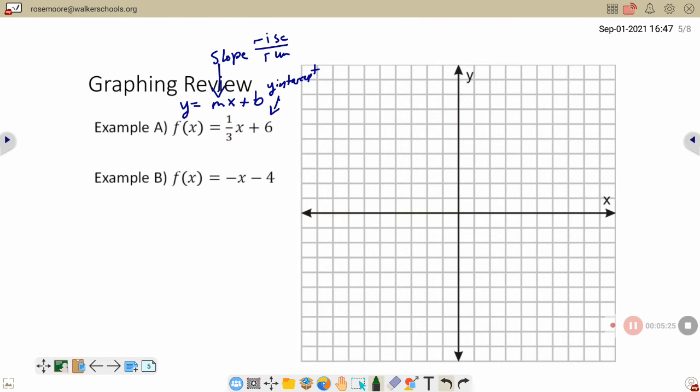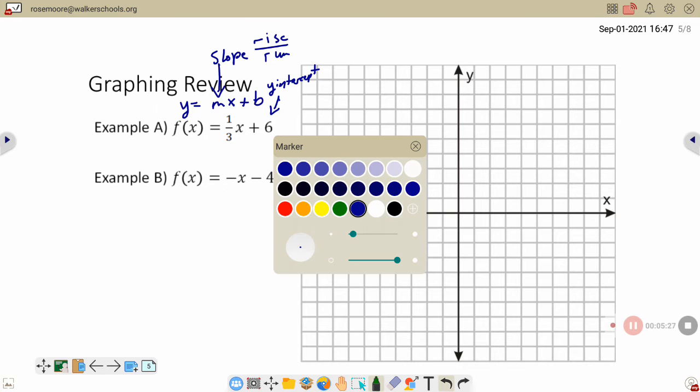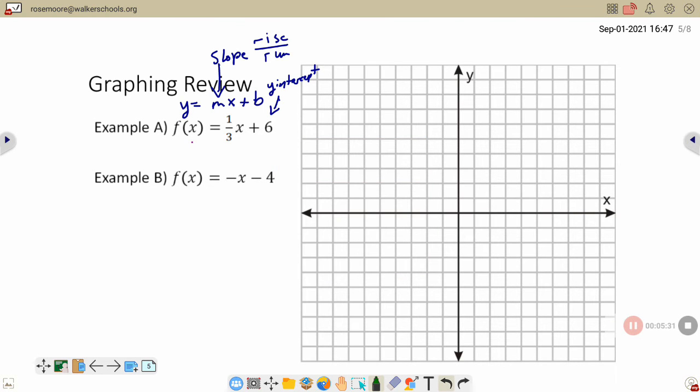So I like to do it this way, where I just plug in these values. I always start with my y-intercept. We're going to do this first one in purple because I like purple. The y-intercept is positive 6, so I'm going to go up to 6, 1, 2, 3, 4, 5, 6 on the y-axis and put a dot. There's my 6.